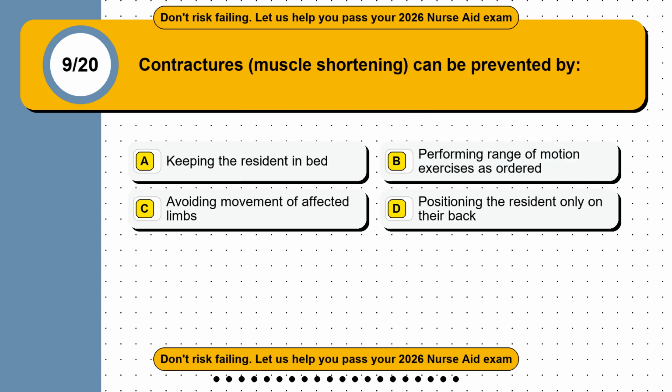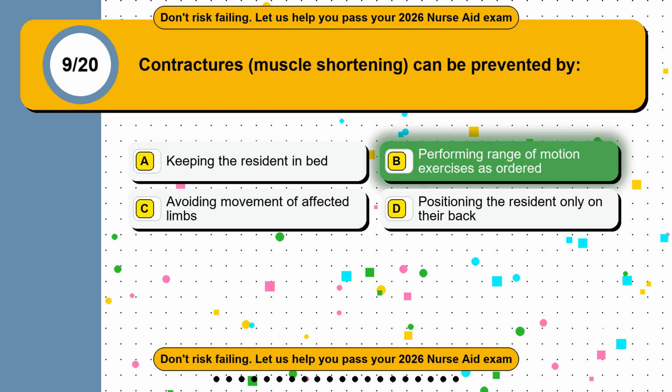Question 9. Contractures, muscle shortening, can be prevented by: Option A, keeping the resident in bed. Option B, performing range of motion exercises as ordered. Option C, avoiding movement of affected limbs. Option D, positioning the resident only on their back. The correct answer is option B, performing range of motion exercises as ordered.